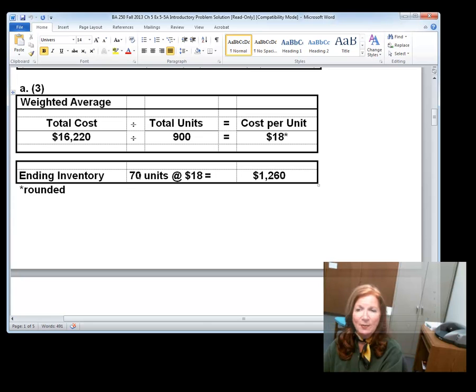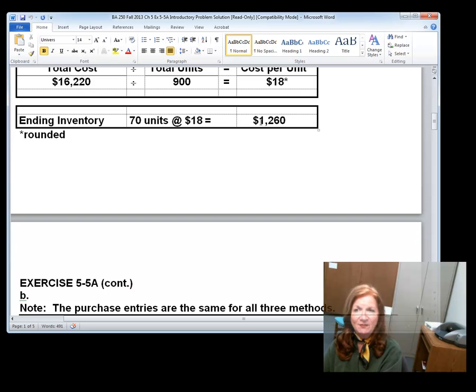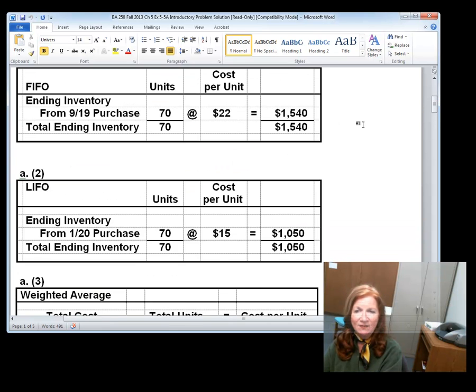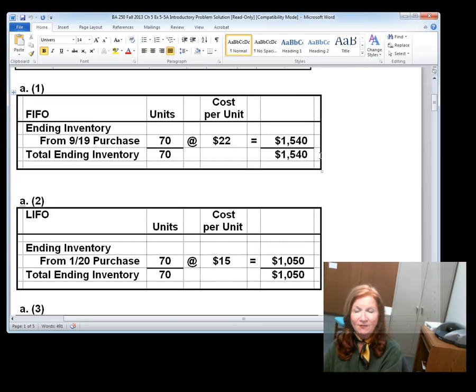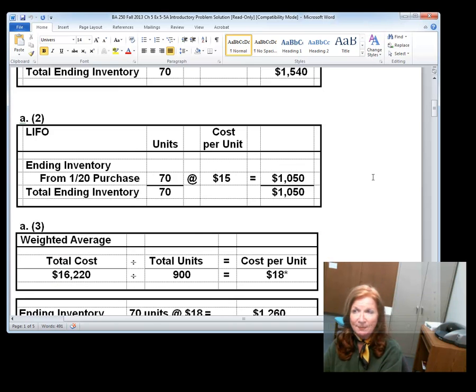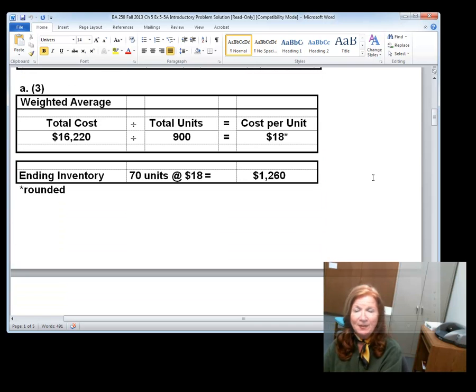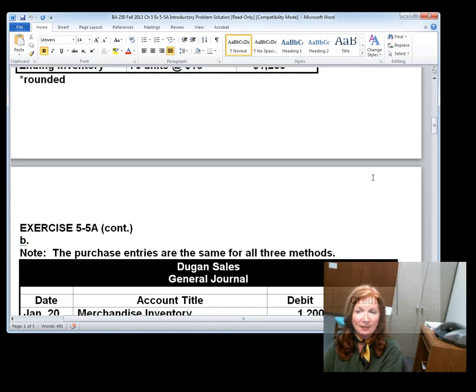So now we say we have 70 units times $18. So that's $1,260 for the weighted average inventory. So now when we say what was the ending inventory, it was $1,540 under one assumption under FIFO, $1,050 under LIFO, and $1,260 under weighted average.